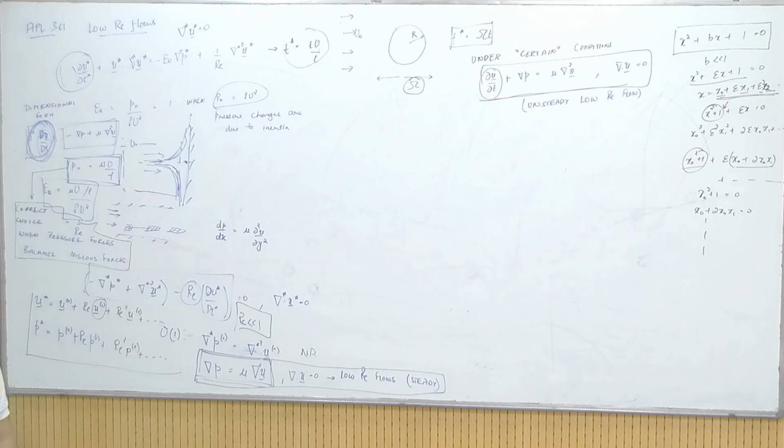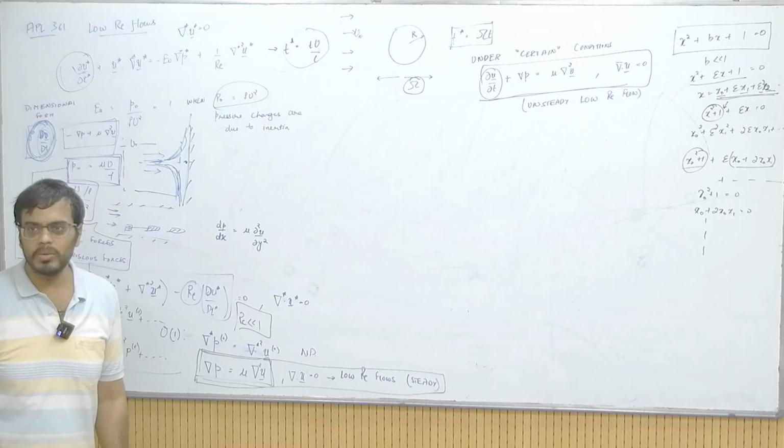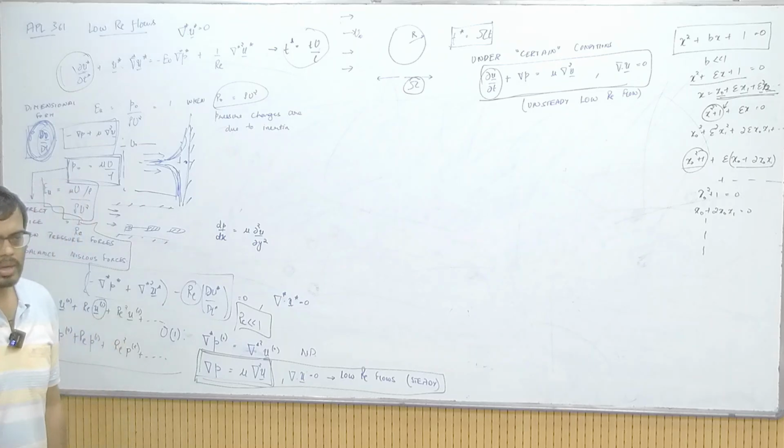You can build an intuition easily. Notice the words I am using: flow in thin gaps, flow due to small particles. The length scales are small. If the length scales are very small, I am implying that the Reynolds number, which is rho u l by mu, is small.